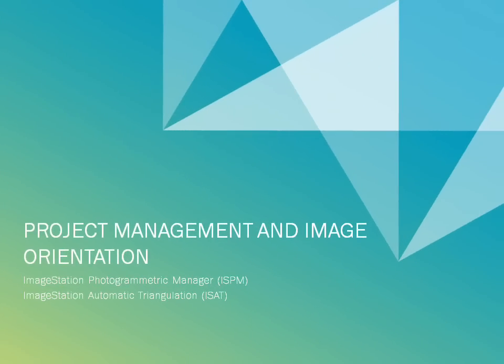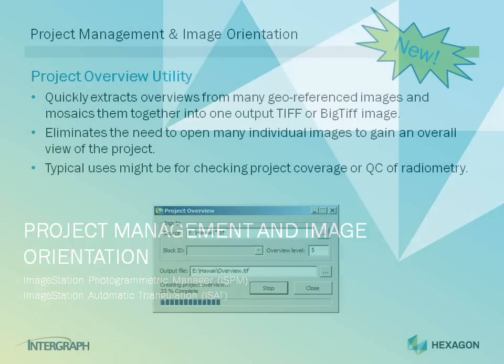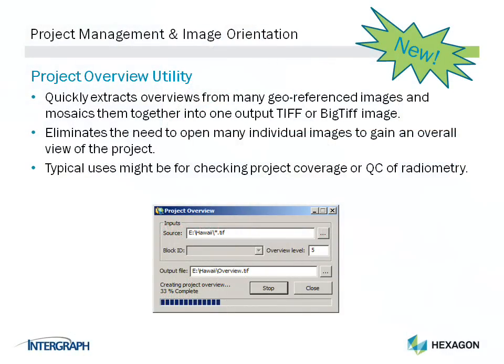Project management and image orientation. A new project overview utility has been added to ImageStation Photogrammetric Manager for generating a quick mosaic of georeferenced imagery for use as a raster backdrop and inspection purposes.